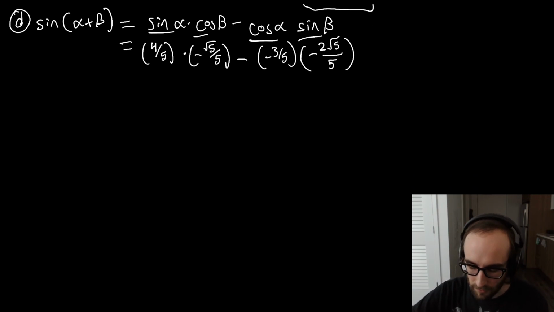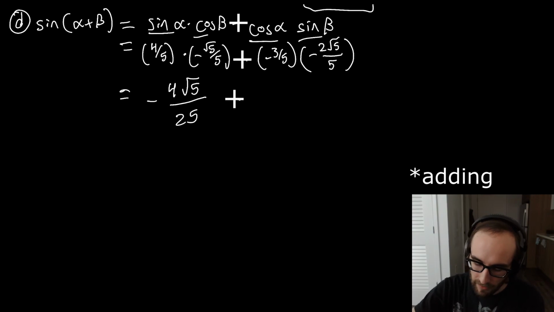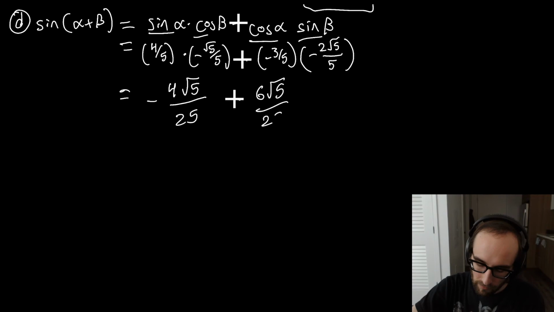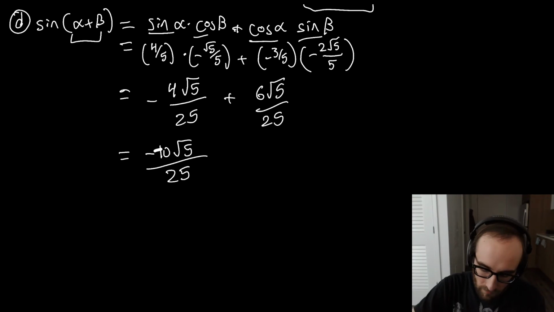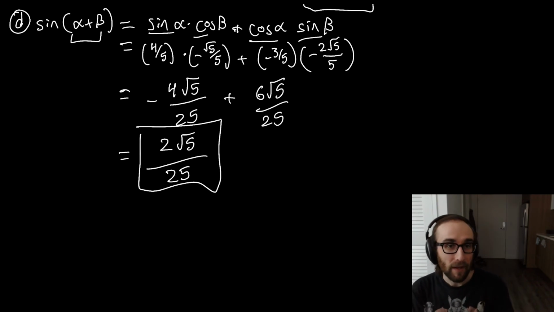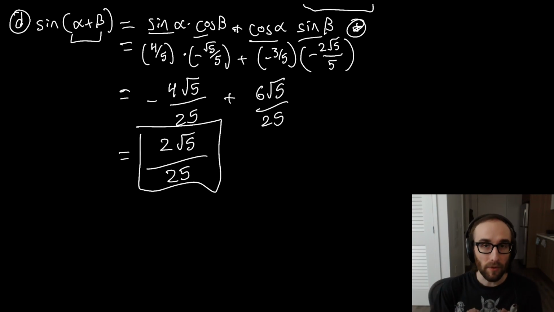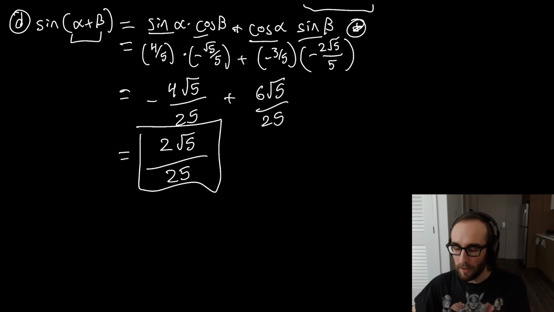Okay, so finally, let's go ahead and simplify these. For our first term, we have a negative 4 root 5 over 25. And then we're subtracting, here we get 6 root 5 over 25. So we have negative 4 root 5, and then we're adding 6 root 5. So we just end up with 2 root 5 over 25, and then we're finished like that. Okay, so again, just use our sum formula for sine, plugged in the values that we found in A and B, and then simplified from there.